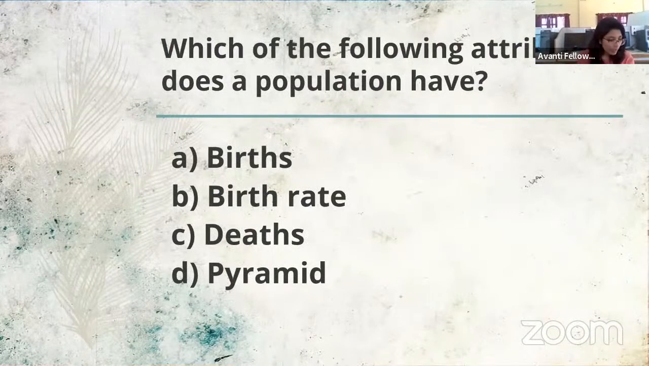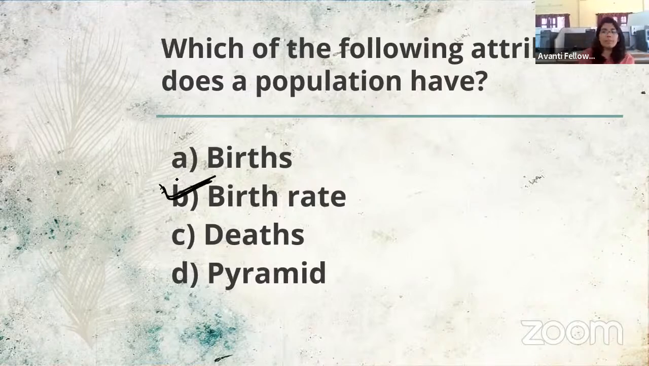So now here comes a question. Which of the following attributes does a population have? Attribute means a character. So which of the following characters is suitable for the population, not for the individual? Option A, birth. Option B, birth rate. Option C, death. Option D, pyramids. Here the correct option is birth rate.